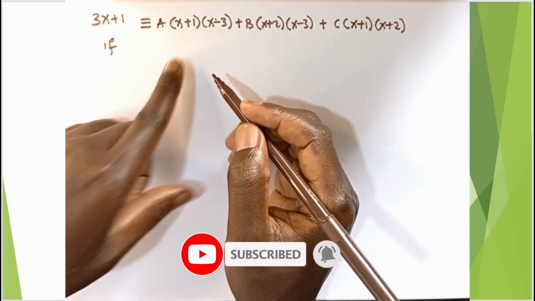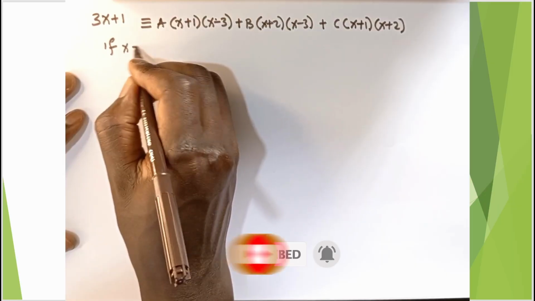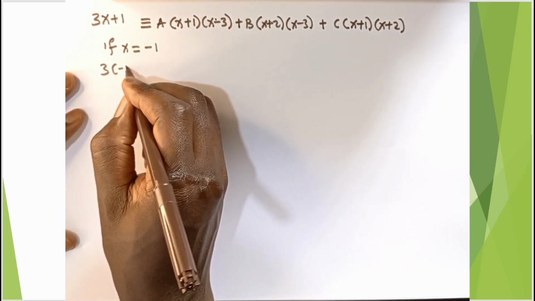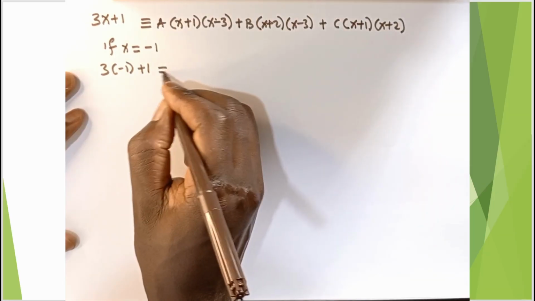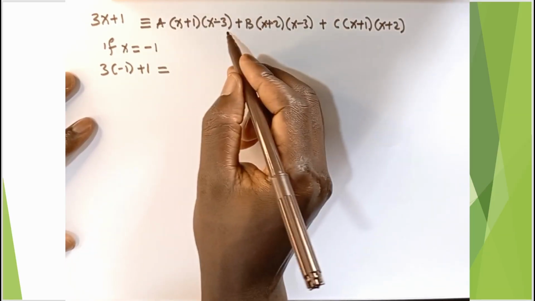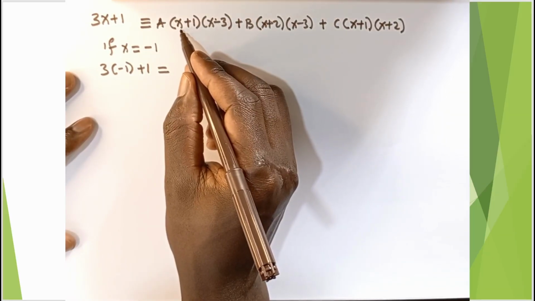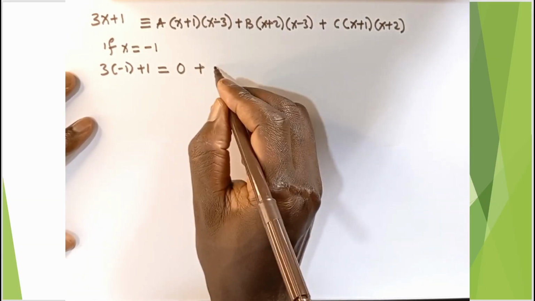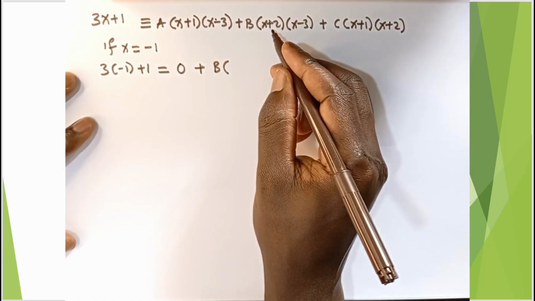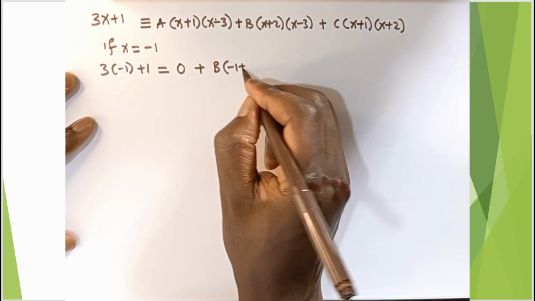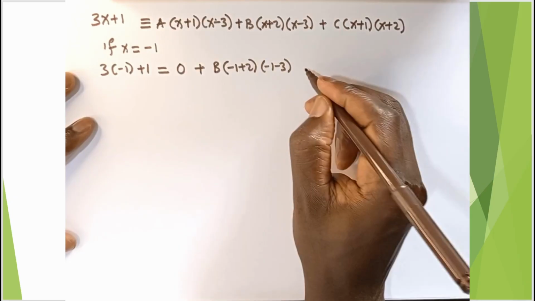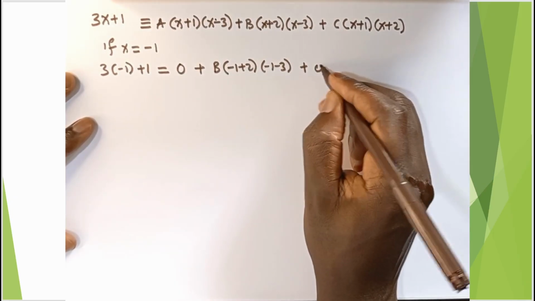So I go ahead and say if x is equal to -1, I'll have 3 into -1 plus 1 will be equal to, A will go to 0 because when you put -1 here we shall have 0. Multiplying everything we shall have 0 plus B will not go to 0. We shall have negative 1 plus 2 into negative 1 minus 3. Then C will go to 0.